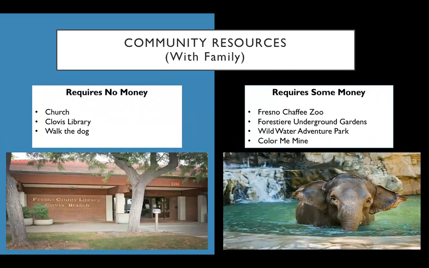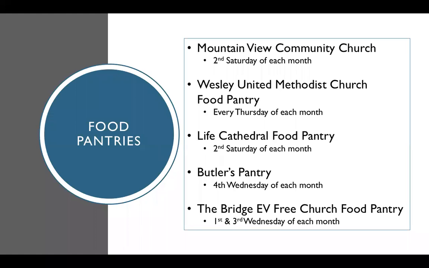Here are some community resources that students can do with their family or friends too. Some that require no money: church, the Clovis Library, and walking the dog. The library, it was interesting because when I walked in there were many adults and young adults, but it was cool to see that there was also a kids area. So it had kids chairs, kids books, all that stuff. And it's very accessible from the junior high. It's right across the street. And then some that require a little bit of money: Fresno Chaffee Zoo, the Underground Gardens, Wild Water Adventure Park, and Color Me Mine.